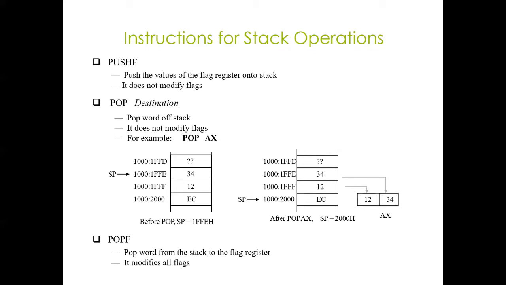Next is pop SEG REG. This instruction pops 2 bytes from the top of the stack and keeps them in a specified segment register. Pop CS is not allowed. Pop F pops a word from the stack to the flag register and it modifies all the flags. This instruction pops or reads 2 bytes from the top of the stack and keeps them in the flag register.